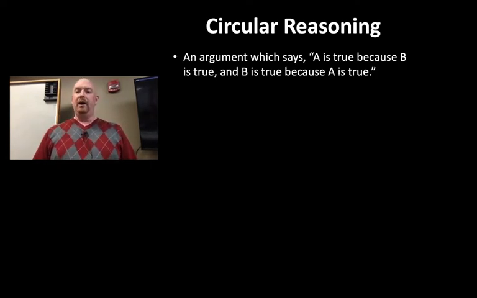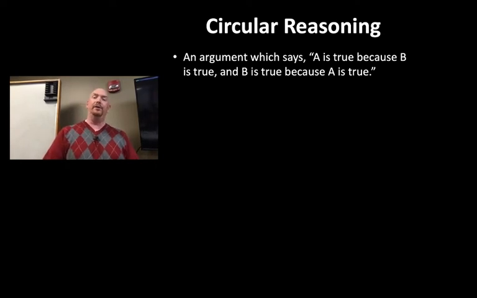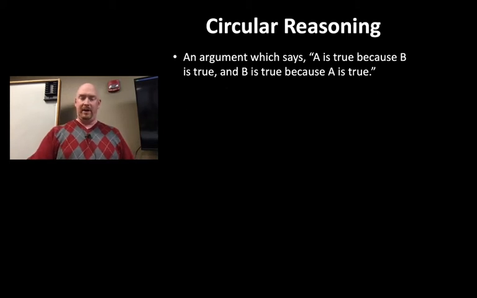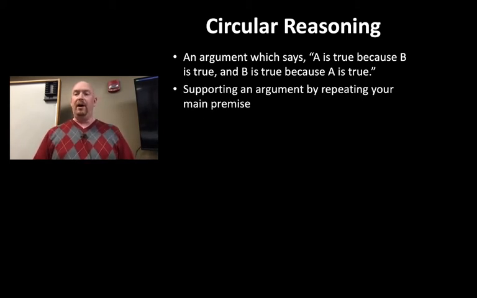So that's what we're going to look at. Circular reasoning. Here's circular reasoning: an argument that says A is true because B is true, and B is true because A is true. What's the problem with that kind of argument? You're just proving the same thing with the same thing. Well, you're not proving anything. You're just making a statement without proving anything, okay? Supporting an argument by repeating your main premise over and over and over again.